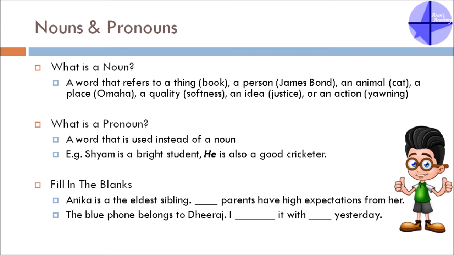Now, if you understand why I'm talking about this game, it's because name, place, animal, thing, these are all words we call nouns. So a noun is nothing but a word that refers to a thing, a person, an animal, a place, a quality, an idea, or an action. Now many people know about name, place, animal, thing being noun, but not many people know that quality or ideas are also nouns. So yes, a quality like softness, humble, meekness, or an idea like justice or globalization, these are also various kinds of nouns.